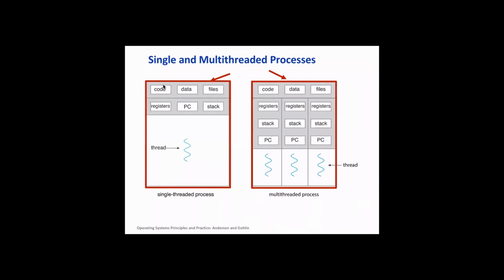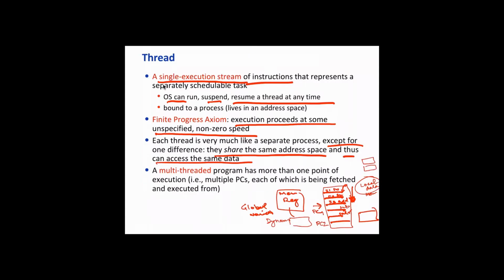Sir, could you please explain the second point again? Which one? This one? The finite progress axiom. Yes. All right, very good. So it's like this: the threads are scheduled by the OS, right? Now when there are multiple threads running, what do we mean by that? Suppose we have one CPU, one processor, then only one thread can run at a time.